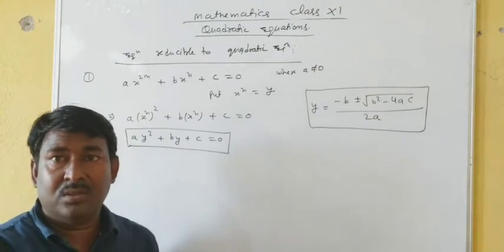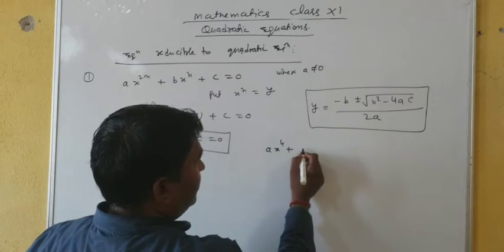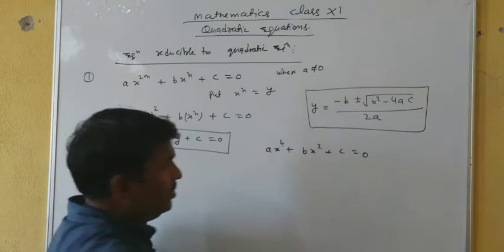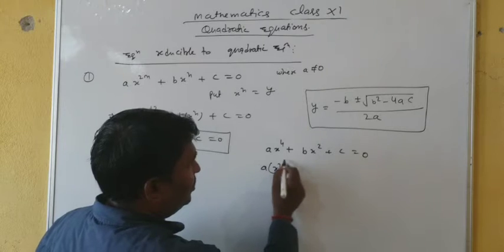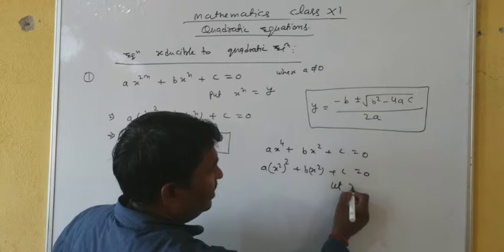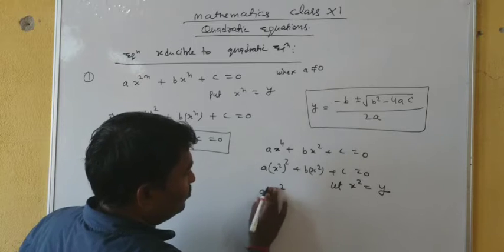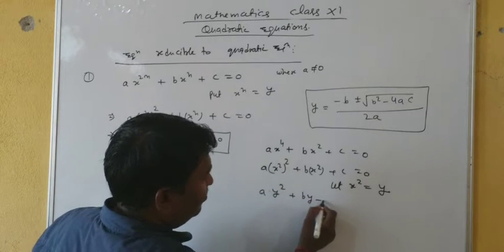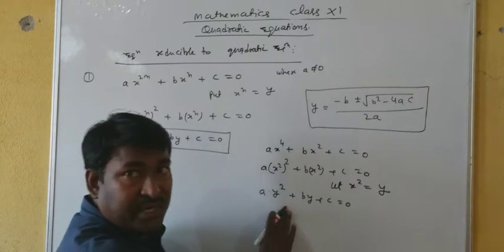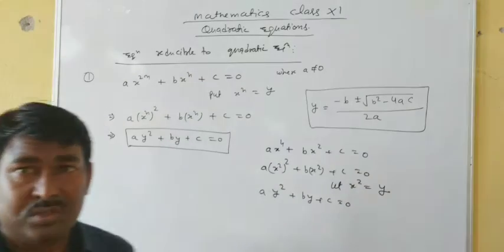Got this point? For example, if you have an equation like a x power 4 plus b x square plus c is equal to 0, then how will you solve it? You can write it as (x square) whole square plus b x square plus c is equal to 0. Now let x square is equal to y. So your equation will reduce to a y square plus b y plus c is equal to 0. Now we can solve this in terms of y, and thereafter by putting y is equal to x square we can find the solution.